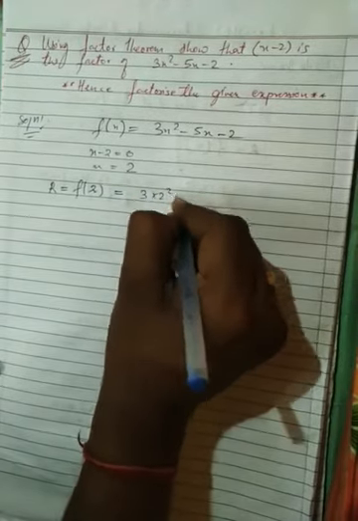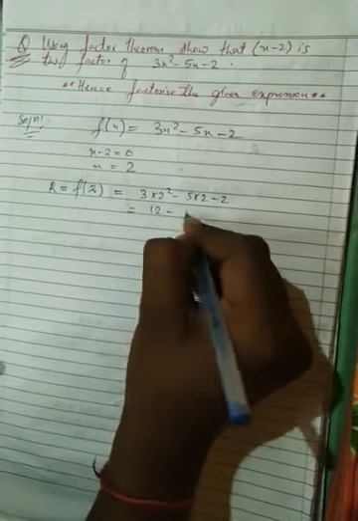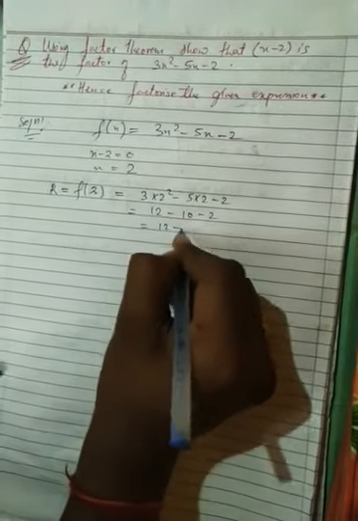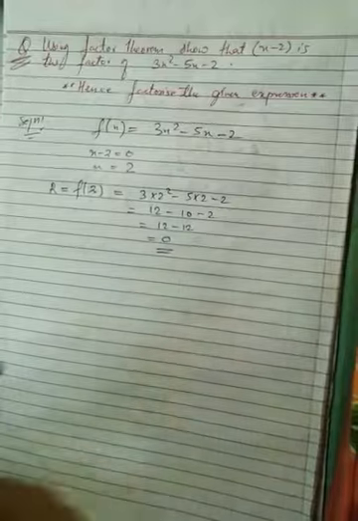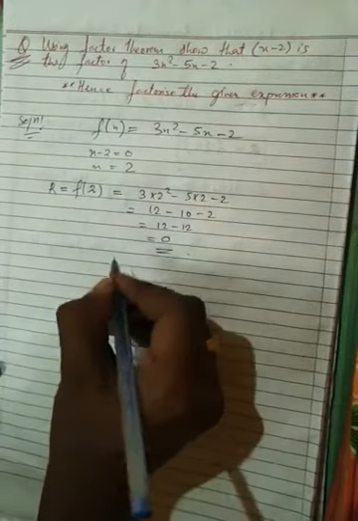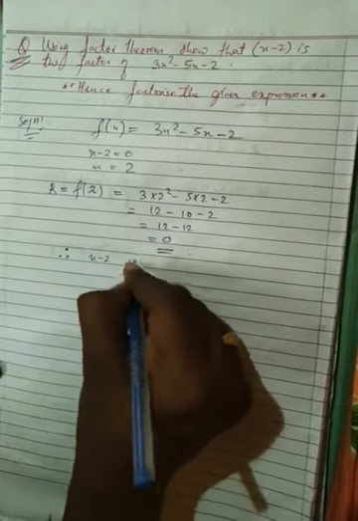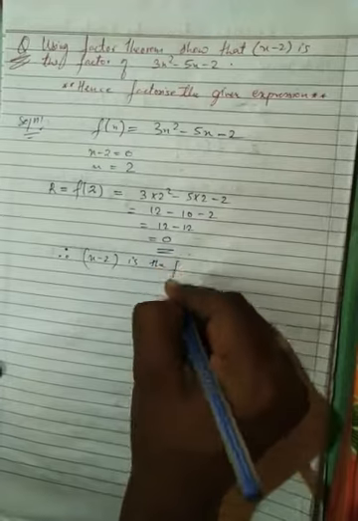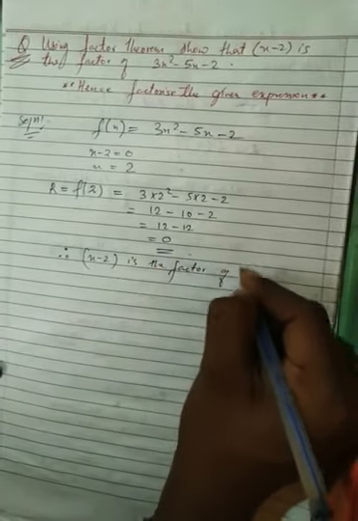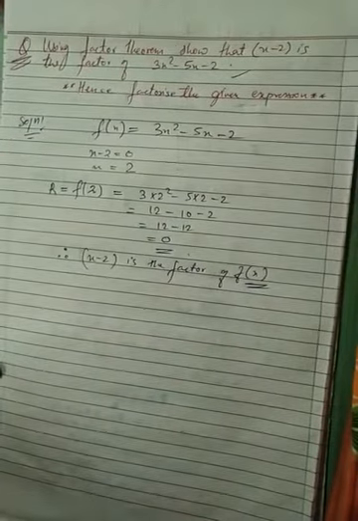3 into 2 square minus 5 into 2 minus 2 will give you 12 minus 10 minus 2, which is 12 minus 12, that is 0. Clear? So the remainder is coming 0 here. Therefore we can say that x minus 2 is a factor of f of x. Clear or not? So the first part is done. This is how we check whether a number is a factor or not.